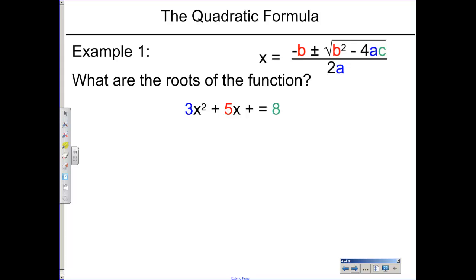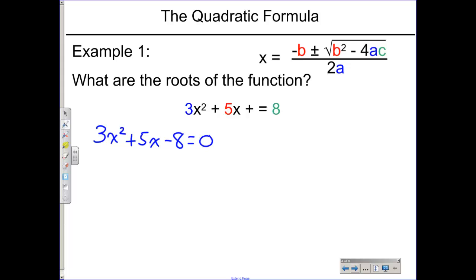Example 1, what are the roots of the function? Well, first thing you'll notice is that the equation is not written in standard form, so I've got to write that so that it equals 0. So I'm going to rewrite that off to the side. We have 3x squared plus 5x minus 8 equals 0.